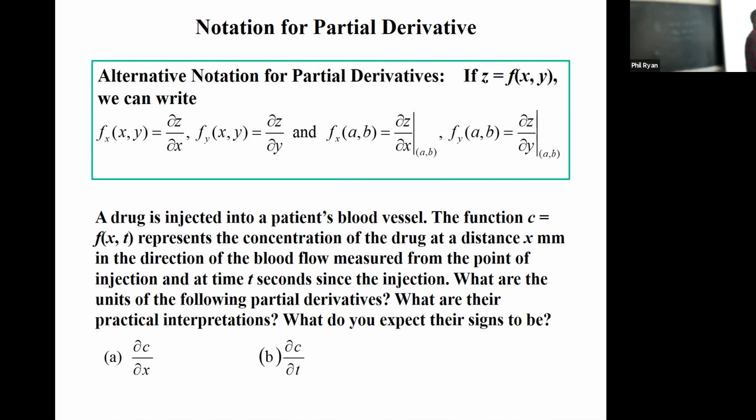What is its interpretation? It's the concentration of the drug, depending upon how far away you are from the injection site. Okay, is this going to be an increasing function or a decreasing function? The further away from the injection site, is the concentration going up or down? It'd be decreasing, right? We put the drug in here, so it's going to have more here than there. So it's going to be negative.